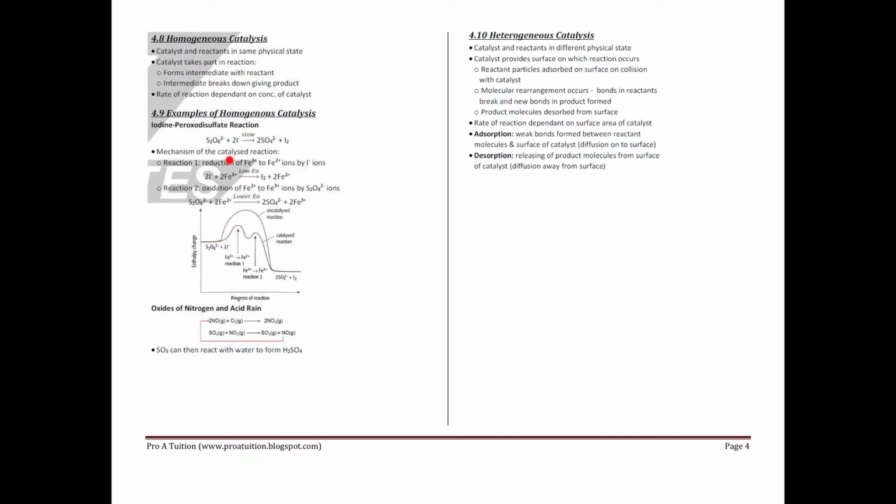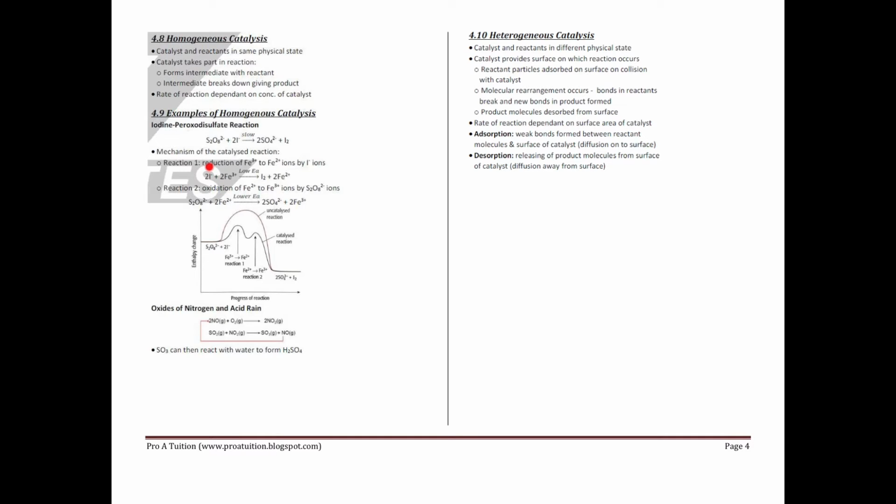Mechanism of the catalyzed reaction. Okay, this should not be the mechanism, this is the overall equation. This overall equation happens slowly, and because of that, they have to put in a catalyst to increase the speed of the reaction. So what catalyst is used? They add iron 3 to it, and then the mechanism will be as follows.